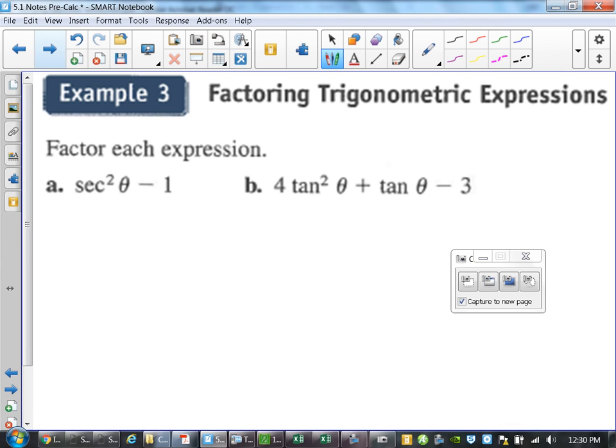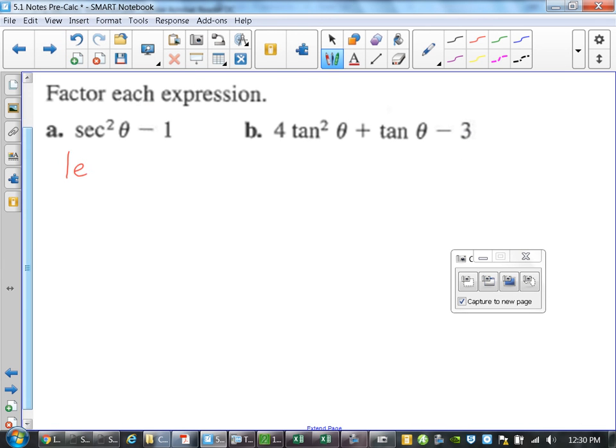So what we do here is I'm going to show you this way. I'm going to let secant of theta equal u. You don't have to do it this way, but I'm going to show you how it works because it's real clean. It doesn't have to be u. You can use x, you can use whatever. We used Caleb's face last year, I think, for this. So now if I use that, I get u squared minus 1. Is that a perfect square? Yes. Is that a subtraction symbol? Yes. So what does it factor out to be?